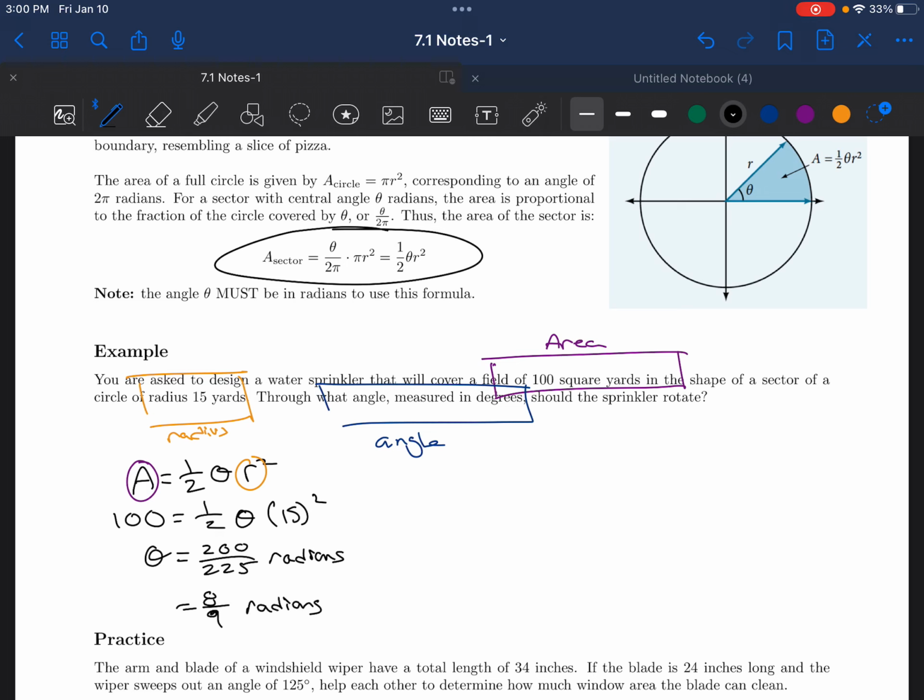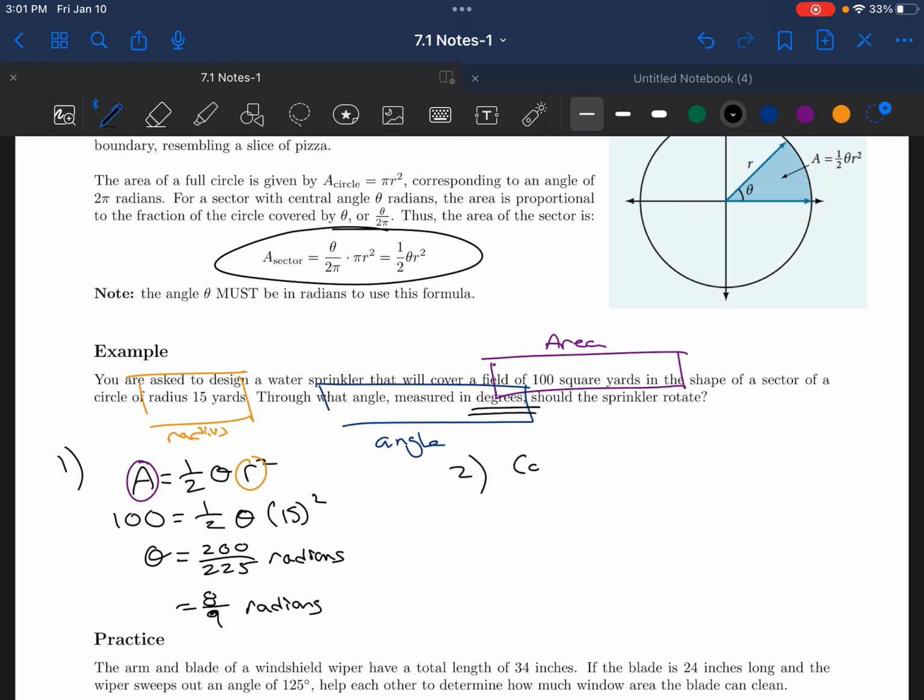Remember, radians is just radiuses. It's a little interesting that no pi's are involved in the angle measure in radians, but that's just a convention of the fact that we're using area and radius to solve for angle. Remember, though, we're being asked to find the angle in degrees eventually. So this is the first thing we're going to do.